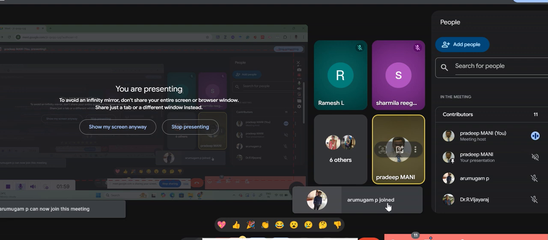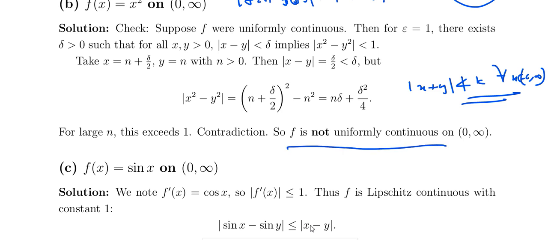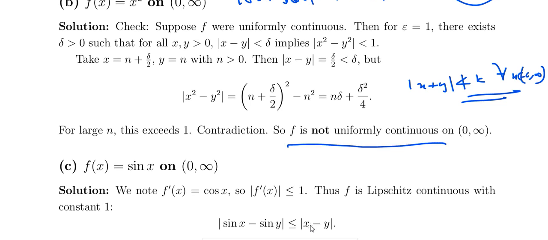இங்க பாத்தீங்கன்னா 0 comma infinity la mod of x plus y என்றது not bounded. Mod of x plus y is not less than or equal to k for all x in 0 comma infinity. So therefore we can't express the Lipschitz condition satisfy பண்ணாது அதனால f is not uniformly continuous on 0 comma infinity.